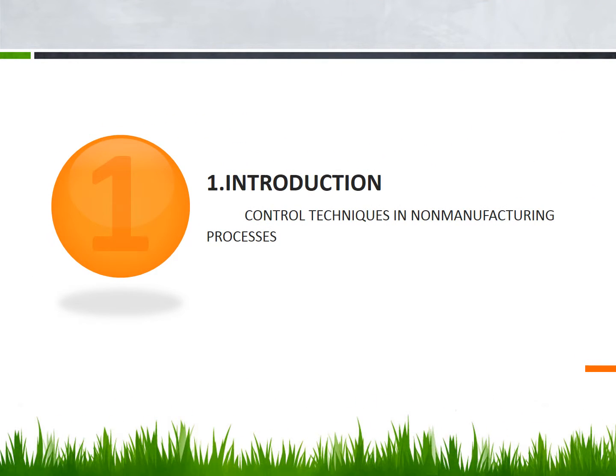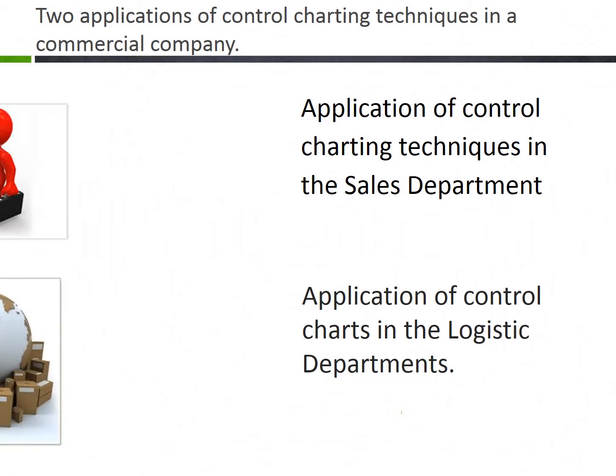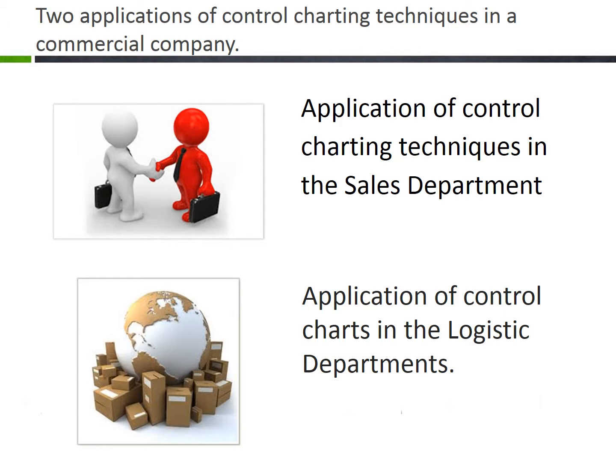Introduction. The main purpose of this article is to present the advances of statistical process control techniques in non-manufacturing processes. Specifically, in this report, we present two applications of control charting techniques in the commercial company. 1. Application of control charting techniques in the sales department. 2. Application of control charts in the logistic department.